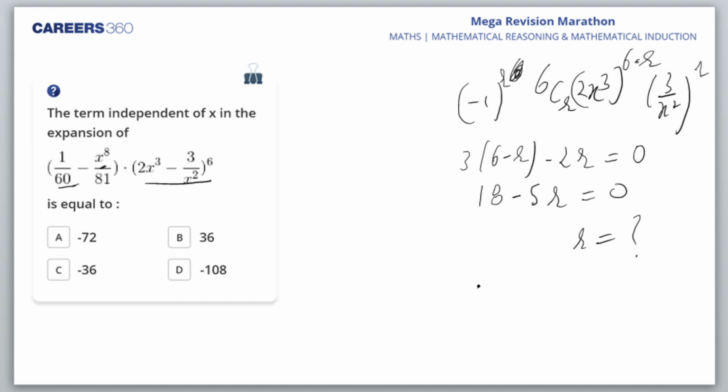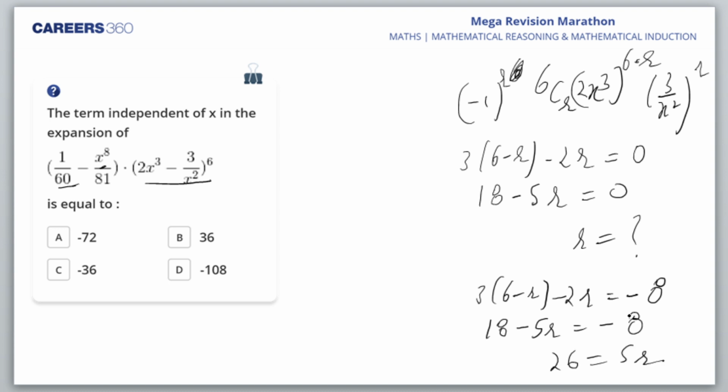So I'll get 3 into 6 minus r minus 2r is equal to minus 8. Am I right? So what do I get here? 18 minus 5r is equal to minus 8. Either I am doing something wrong or there is something wrong in the question. Yeah, I get 26 is equal to 5r. So I don't get a term independent of x here. I think there is something wrong in the question.